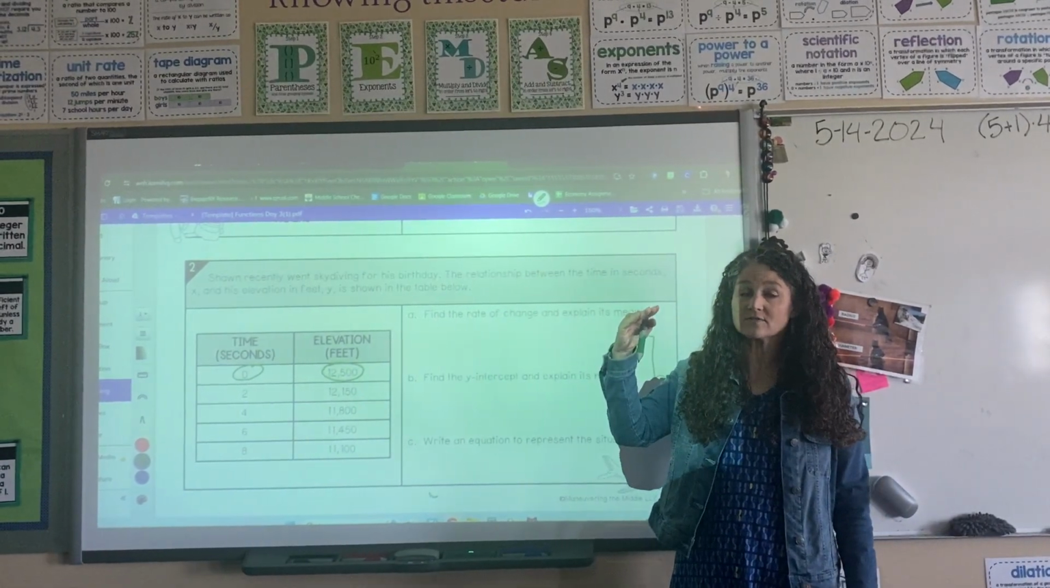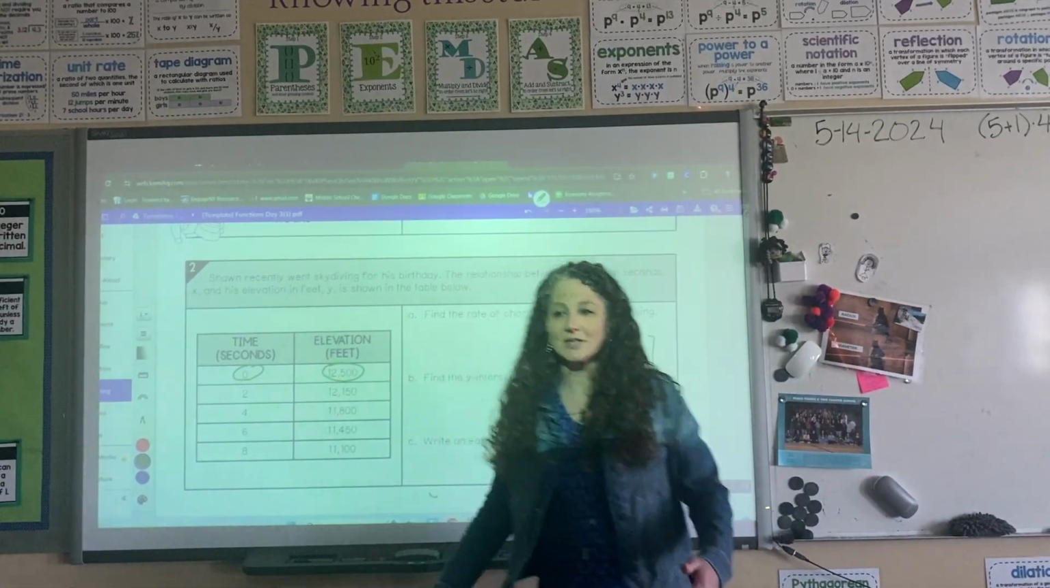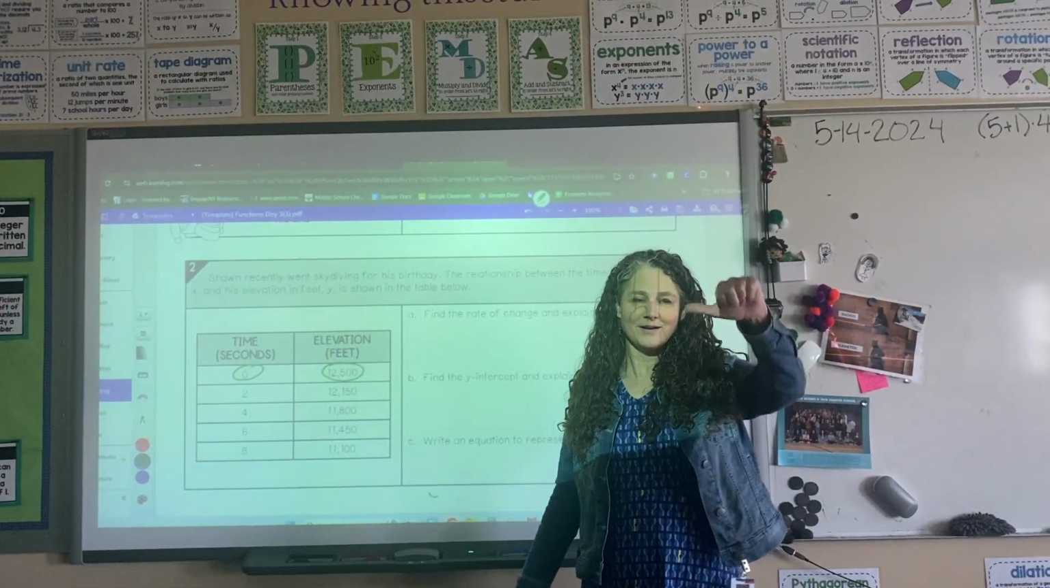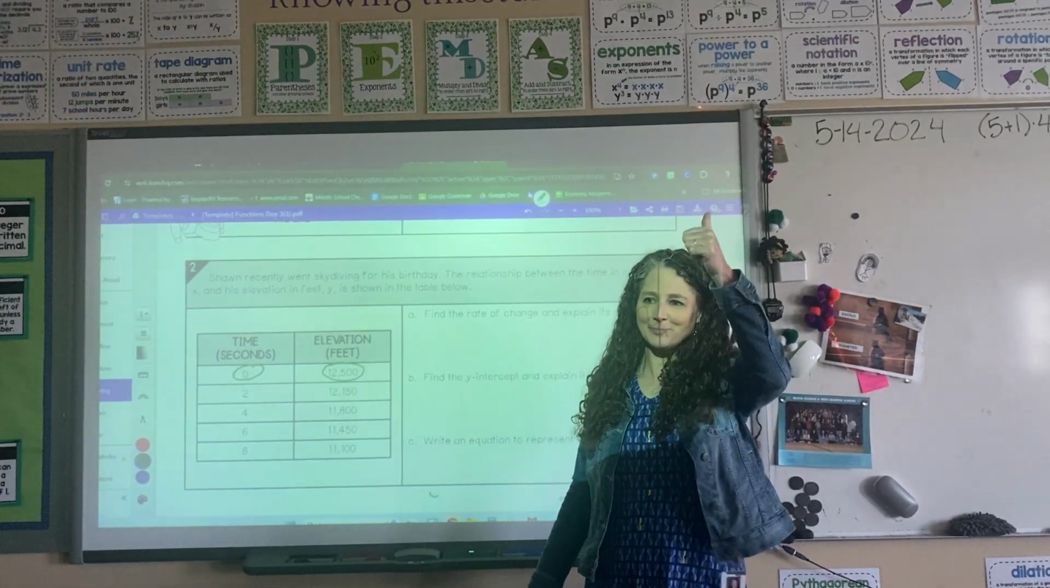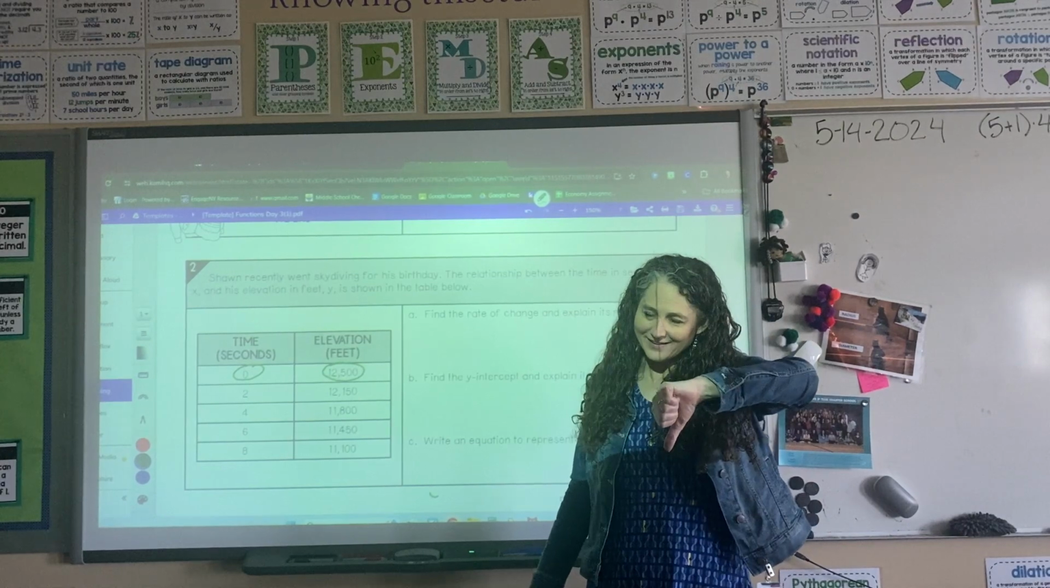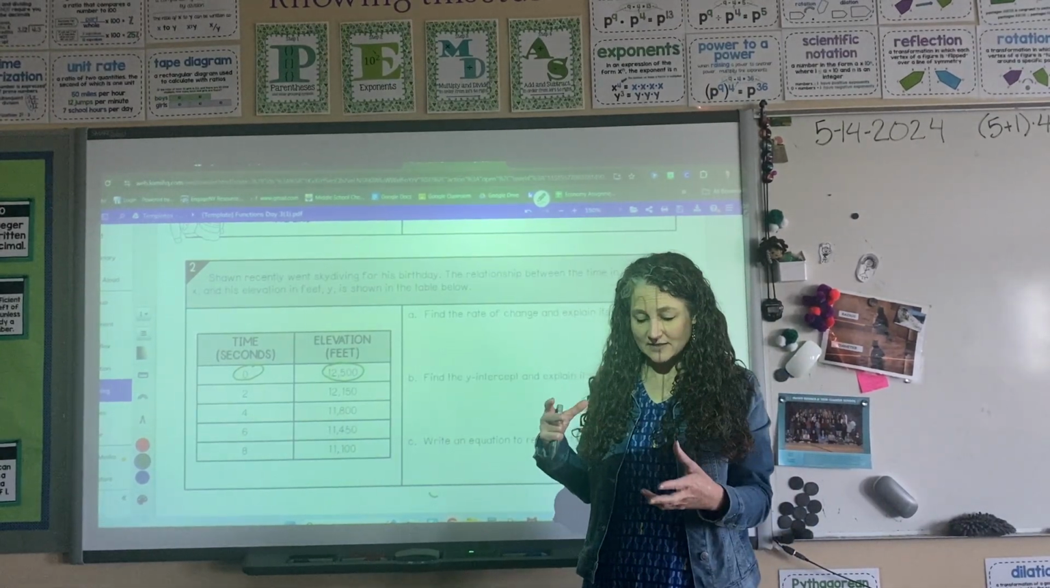Started at 12,500 feet. Now he jumps out of this airplane. Woo! Is he gonna go up or down? So is his elevation gonna get bigger or smaller? Smaller. So you need to make sure some of these, you look at these graphs on this assignment today and you're like, what?